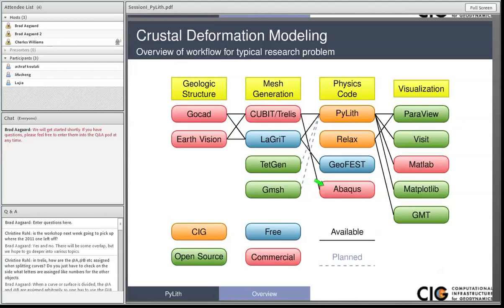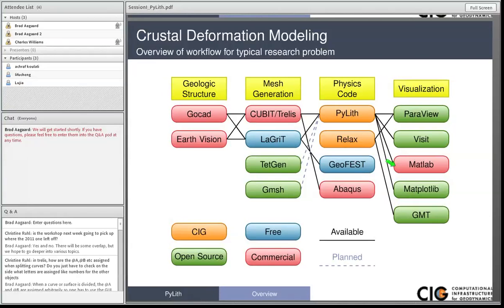Once you've computed your problem with one of these codes, you then generally have to visualize it in a separate package. For Pylith, we generally use ParaView because it has a nice, simple user interface. VisIt is another alternative that can read many of the same types of files that Pylith does. When you write to HDF5 files, you can visualize that within MATLAB.